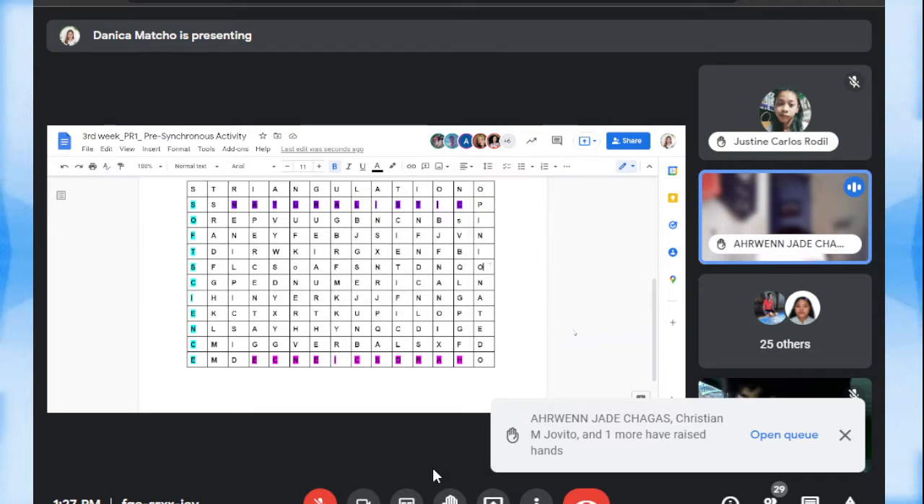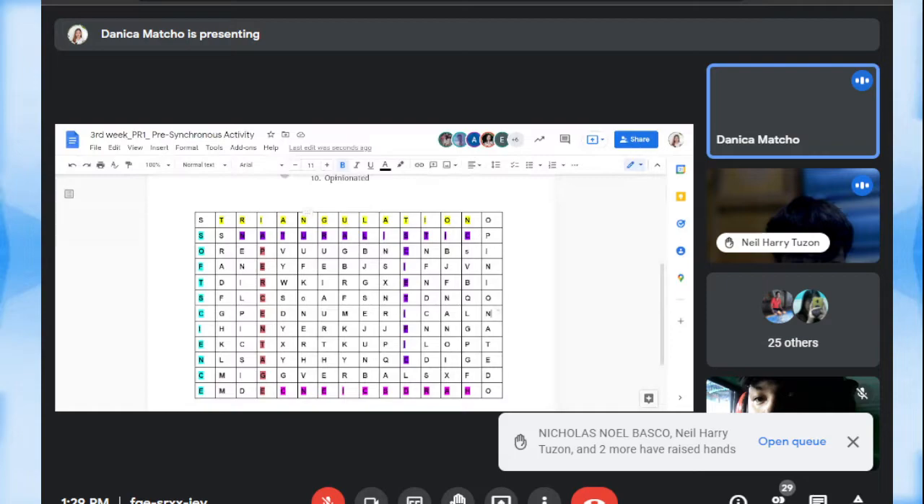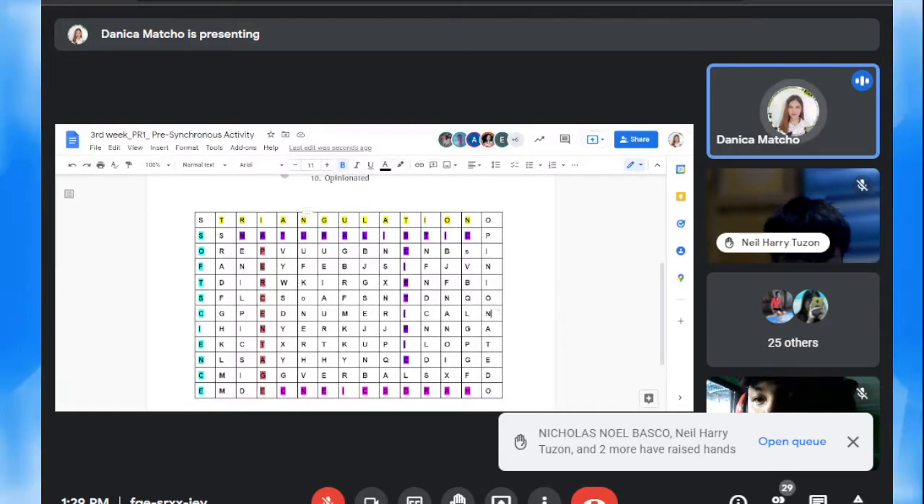Ayan. Next. How about the word numerical? Where can we find the word numerical? Let us have Neil. Pang 6 column tapos 7th row. 6 column, 2, 4, 6, and pang ilang row na? 7th row po. 1, 2, 3, 4, 5, 6, 7, and then pa left or pa right? Pa right po. Okay, very good. So we have here the word numerical.